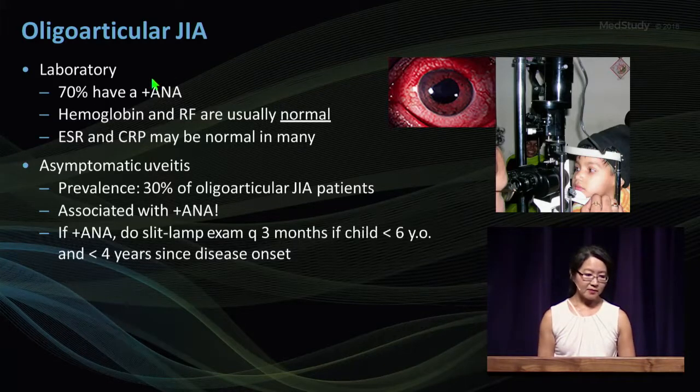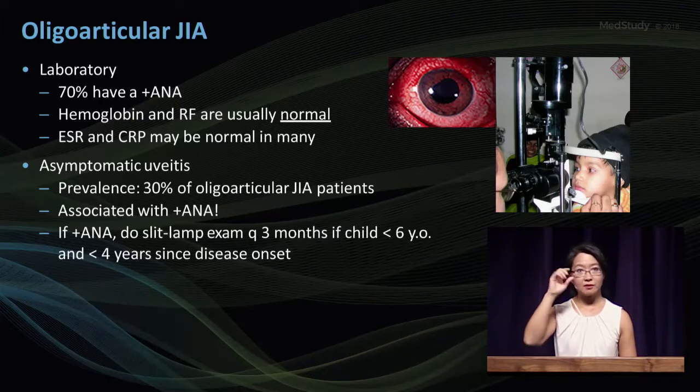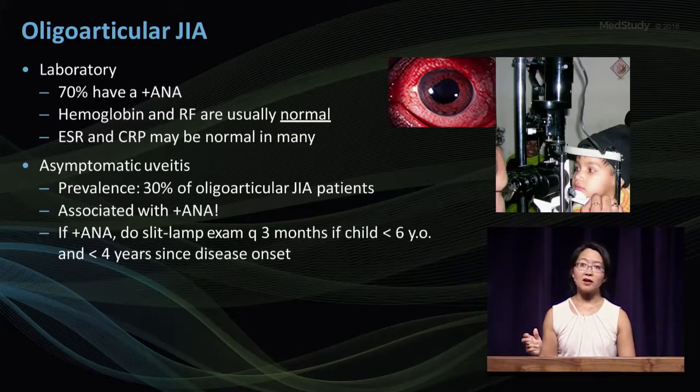Now, the one thing about oligoarticular JIA that I really want to emphasize is that these patients may have an asymptomatic uveitis. They won't complain about vision disturbance or eye pain or rub their eyes. So if you suspect and make the diagnosis of oligoarticular JIA, you need to send these children to a pediatric ophthalmologist for a slit lamp exam. The prevalence of asymptomatic uveitis is about 30% of all patients, and again, typically associated with a positive ANA.